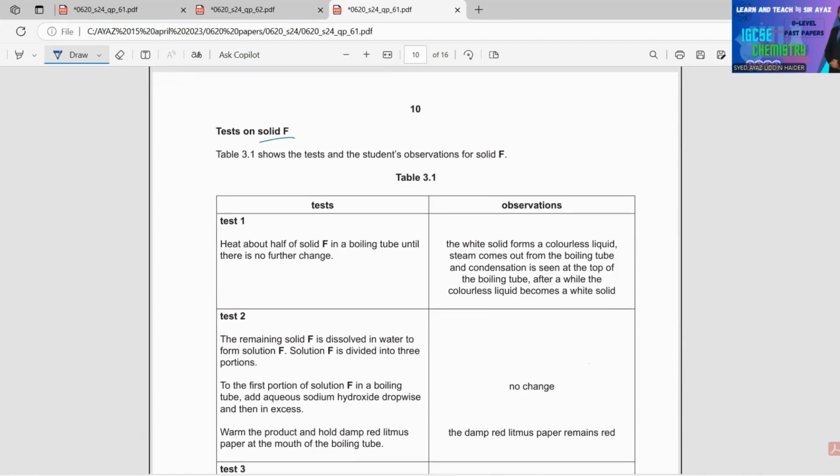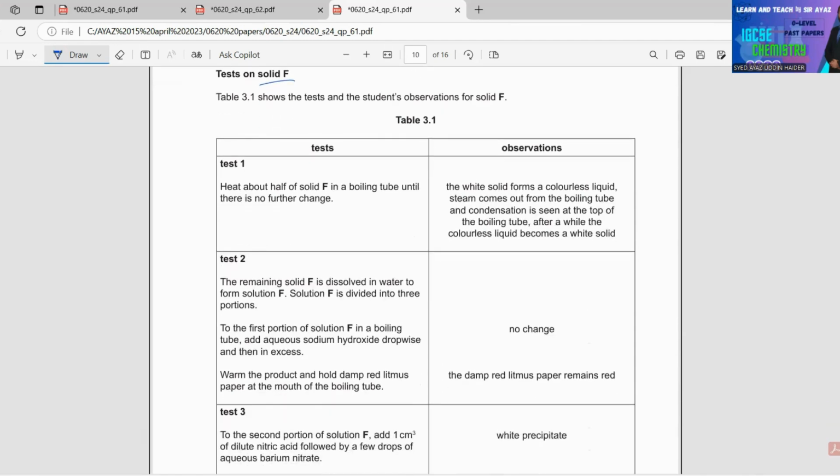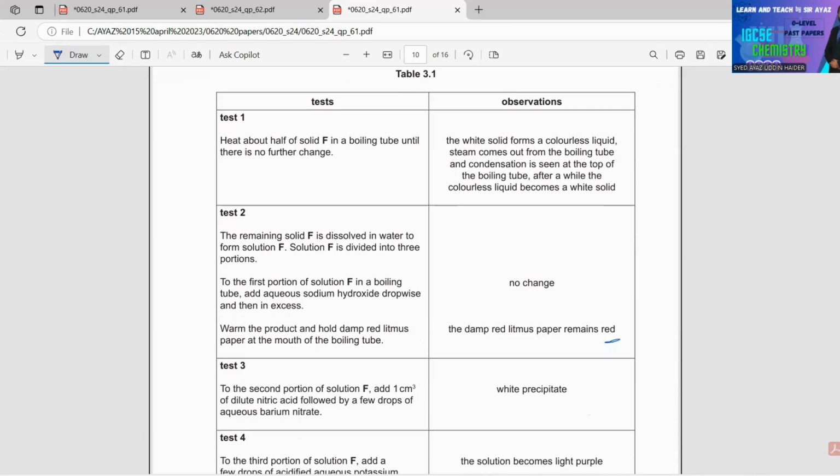Test 2. The remaining solid F is dissolved in water to form solution F. Solution F is divided into three portions. To the first portion of solution F in a boiling tube, add aqueous sodium hydroxide dropwise and then in excess, warm the product and hold damp red litmus paper at the mouth of the boiling tube. In observations, we see there is no change initially, and the damp red litmus paper remains red. There is no effect on the damp red litmus paper.